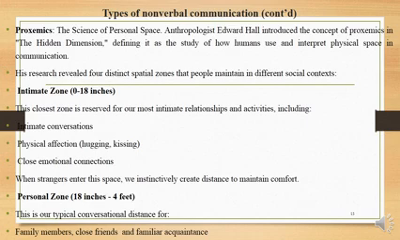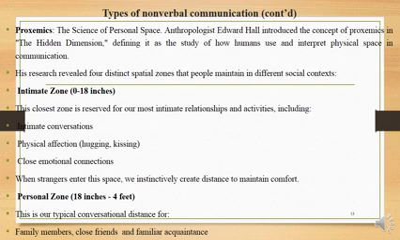We have the intimate zone, which is 0 to 18 inches of space. This closest zone is reserved for our most intimate relationships and activities, including intimate conversation, physical affection such as hugging and kissing, and close emotional connection. When strangers enter this space, we instinctively create distance to maintain comfort.